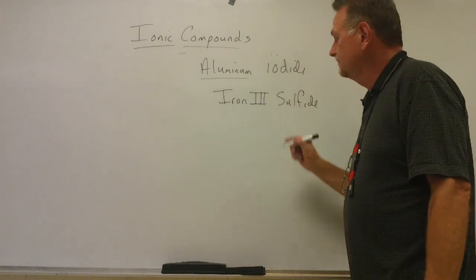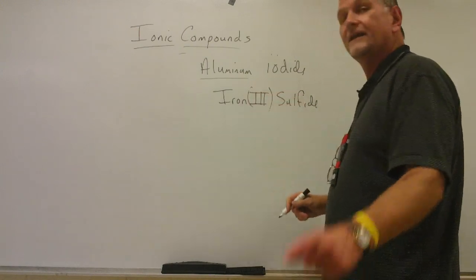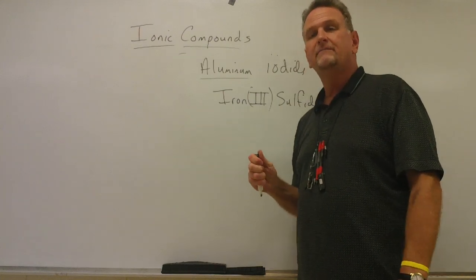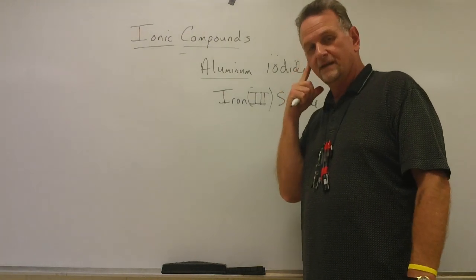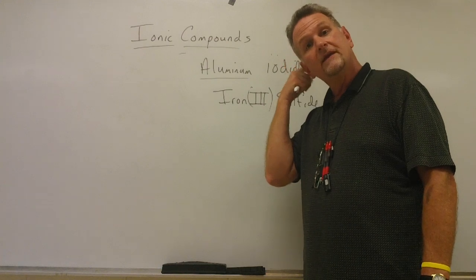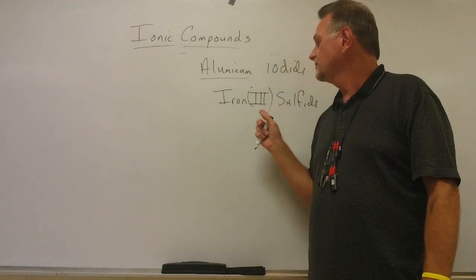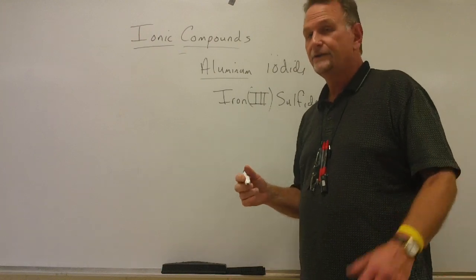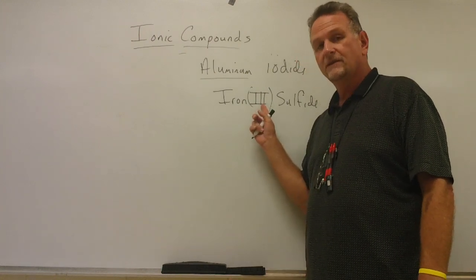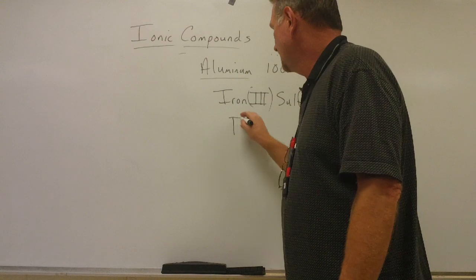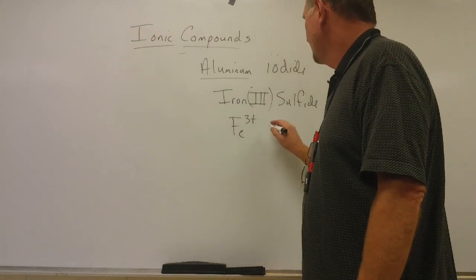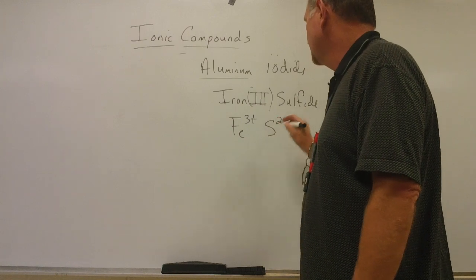Iron(III) sulfide. Now, why do you have that 3 in there? Well, I'll tell you why: iron is a multivalent metal. Generally, the metals in the middle of the periodic table can have more than one charge. To differentiate this iron, iron(III), from the other iron, iron(II), we use the Roman numeral. That means it's Fe with a 3+ charge. Sulfide is the ion of sulfur, which is S2-.